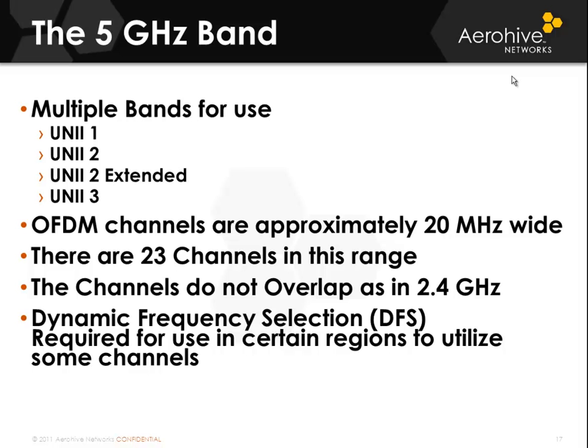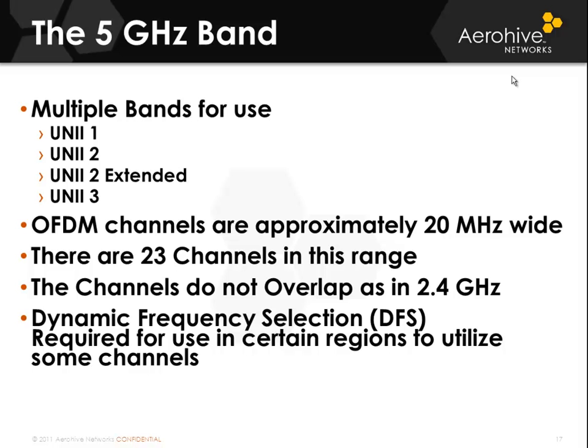Uni 1 has 4 channels, as does Uni 2 and Uni 3. Uni 2 Extended has 11 more channels, bringing us to the total of 23. The problem here is that there are not very many client devices that work inside Uni 2 and Uni 2 Extended. So the majority of the 5 GHz band clients are going to be found in Uni 1 and Uni 3, limiting you to 8 channels.